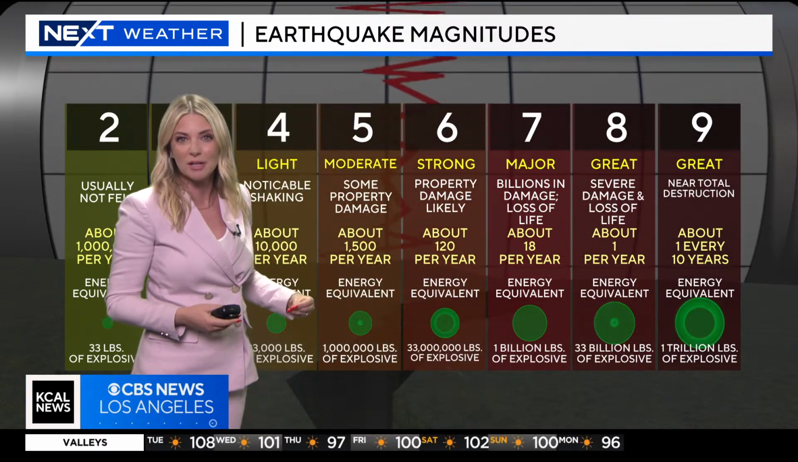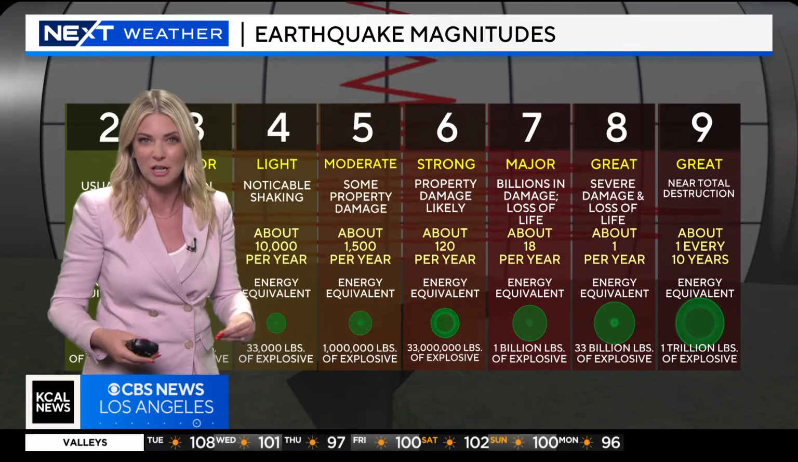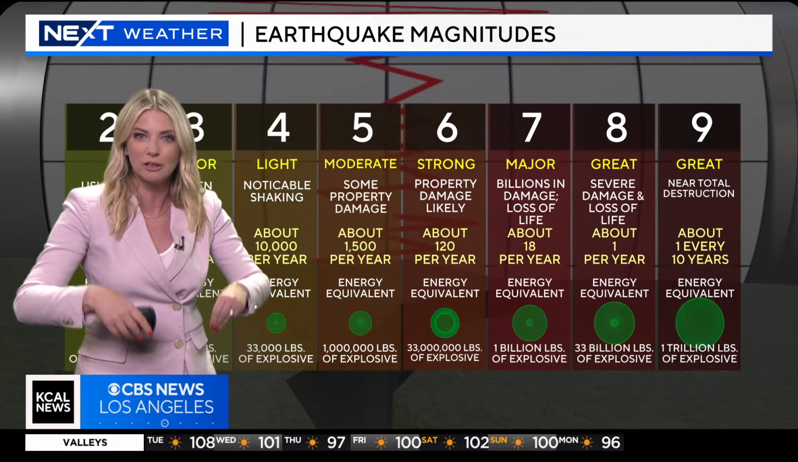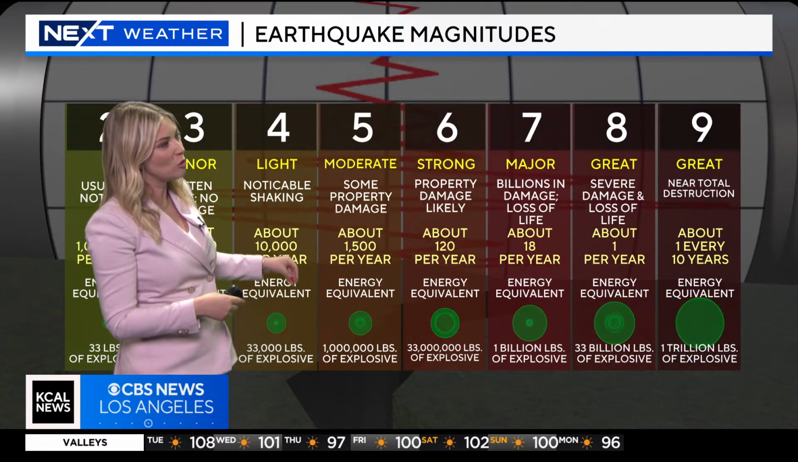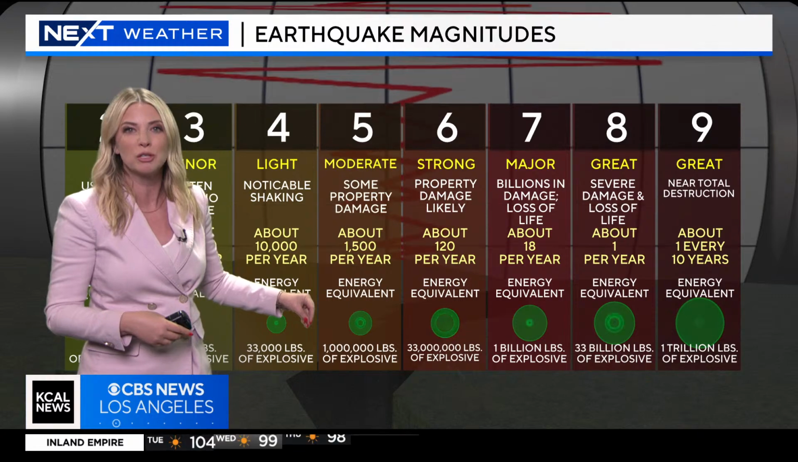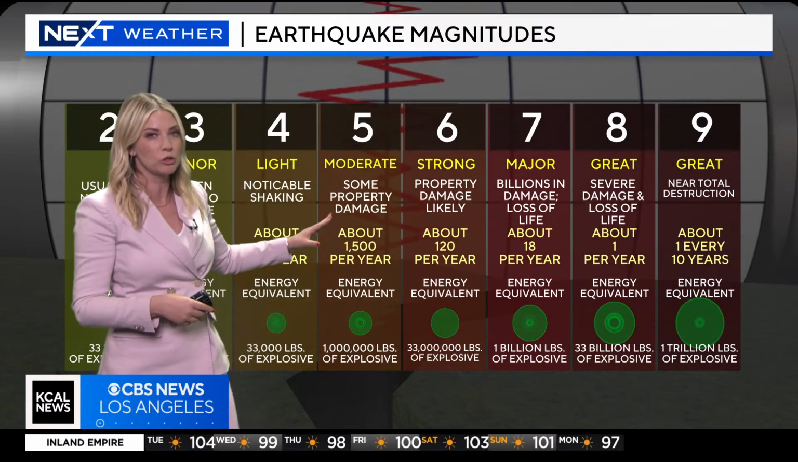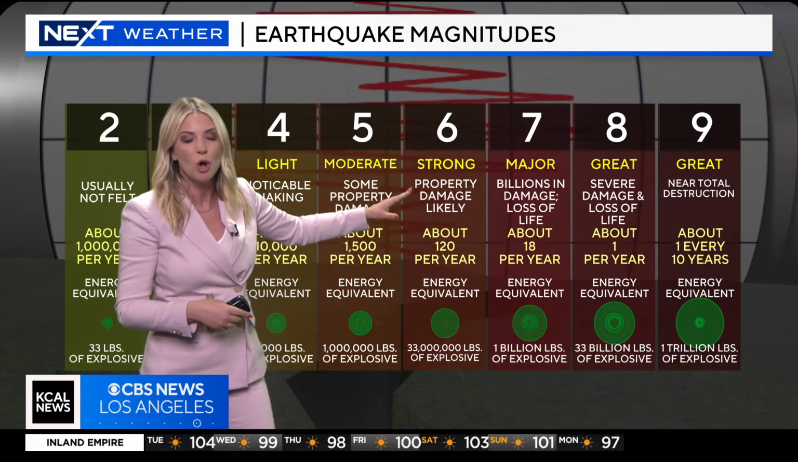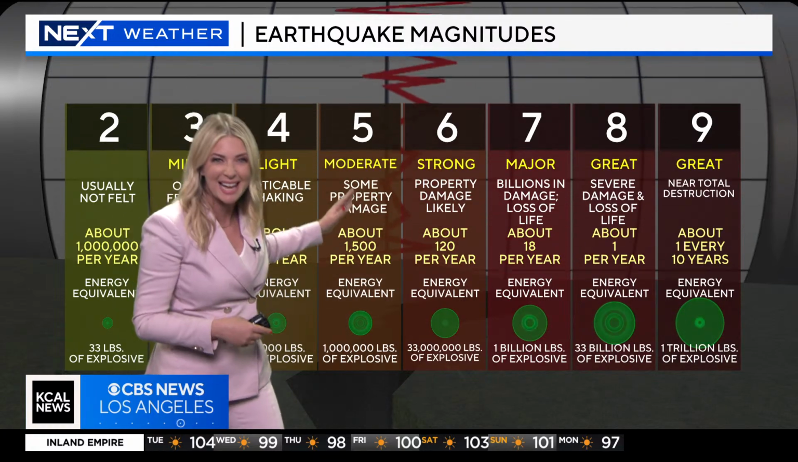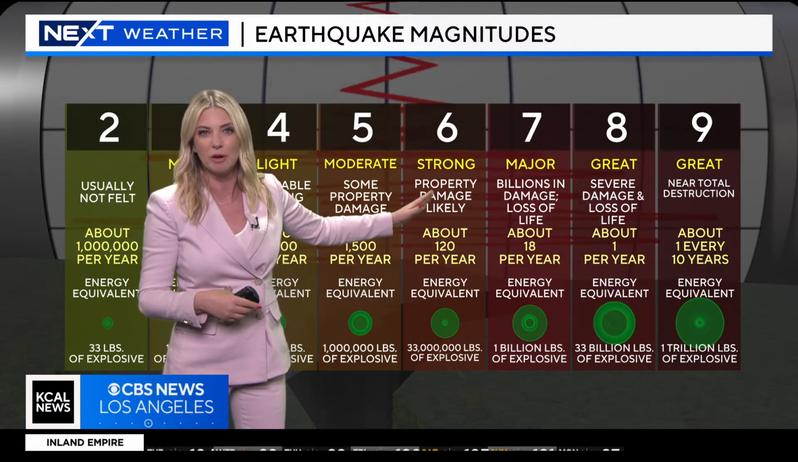We get some property damage. We get about 1,500 of these a year. This is where this earthquake in Mettler is landing, and the energy equivalent is 1 million pounds of explosive. Remember, this is all exponential. So to get to 6.0 or 6.3, that's 10 times more than what we experienced tonight.